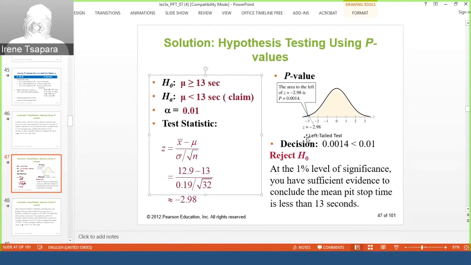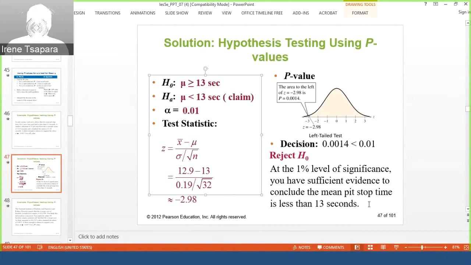Okay, so if I reject the null hypothesis, that is the top, then this means that I do not reject my claim. So the result that I get from this is that I do not reject the claim. So what does this mean? This means that I have reasons to believe, meaning I have sufficient evidence, that the claim is correct. So I have sufficient evidence to conclude that the claim, the mean stop is less than 13 seconds, is correct.